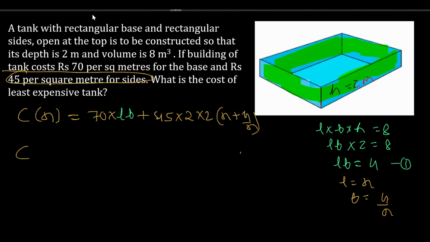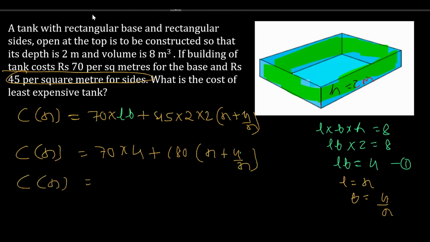Let's say this is C(x) only. This is 70 multiplied by LB, and LB is 4, plus 90 into 2, that is 180, and I'll let this be as it is to avoid the quotient rule. So C(x) is equal to 70 into 4, which is 280, plus 180 times (x plus 4 over x). And as I said, I'll keep it as it is.